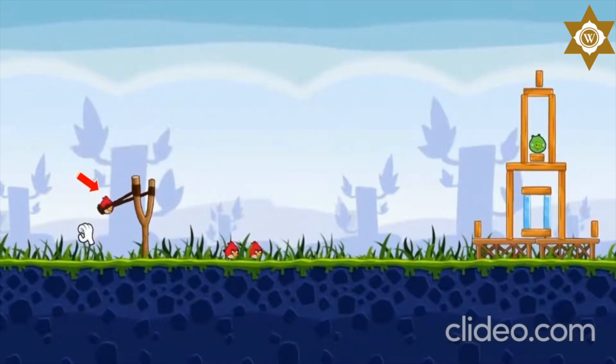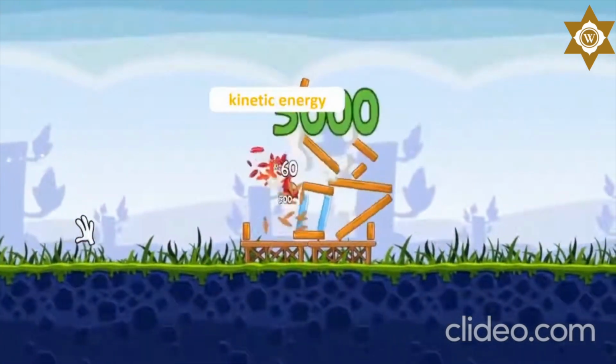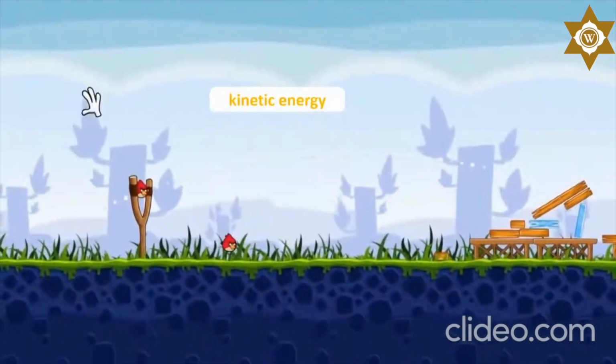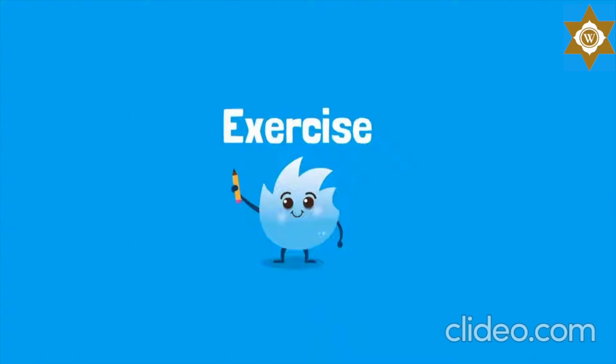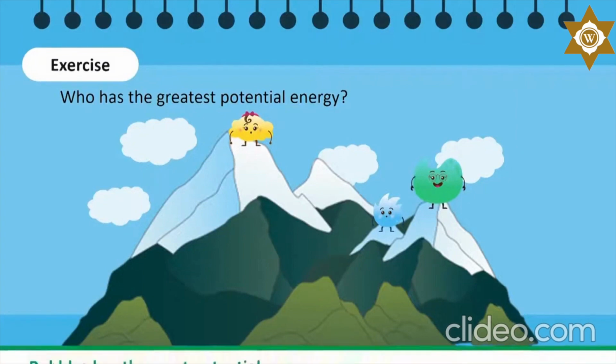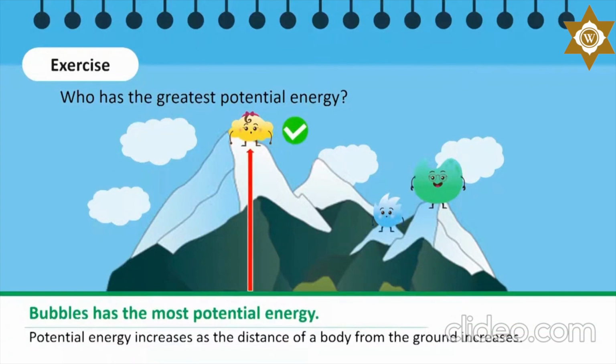As soon as it's released from the slingshot, it gains kinetic energy. And because of kinetic energy, it is able to apply force on the little houses to break them down. Time for an exercise. Who has the greatest potential energy? Bubbles has the most potential energy because she is at the top. We know that potential energy increases with the increase in the distance of a body from the ground.